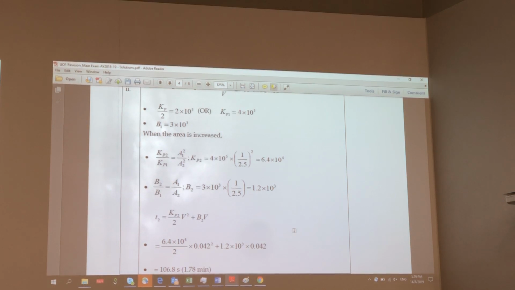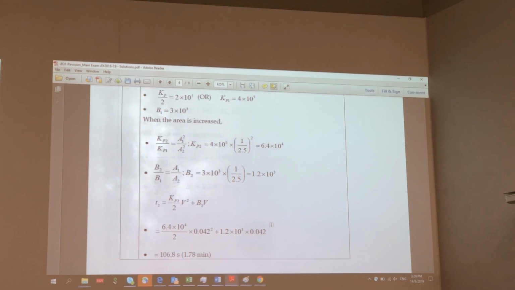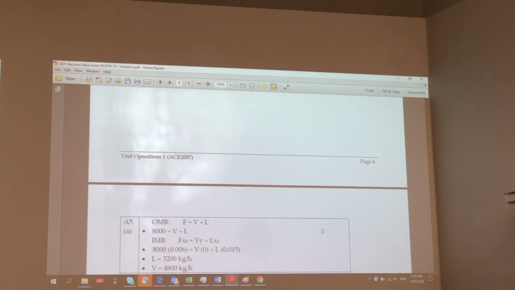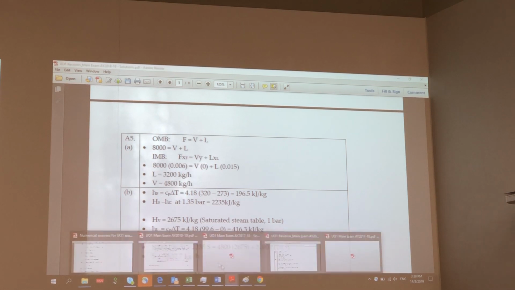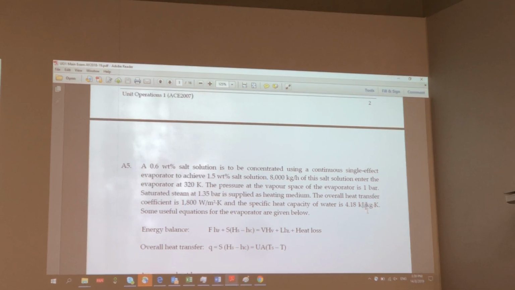If the question never asks you the time must be in minutes, you can show your answer in seconds. Doesn't matter what. Okay? Questions? Please, you need to know how to show these two equations. Okay? Okay, let's move on. So this is the A4. A5 is an evaporation question.